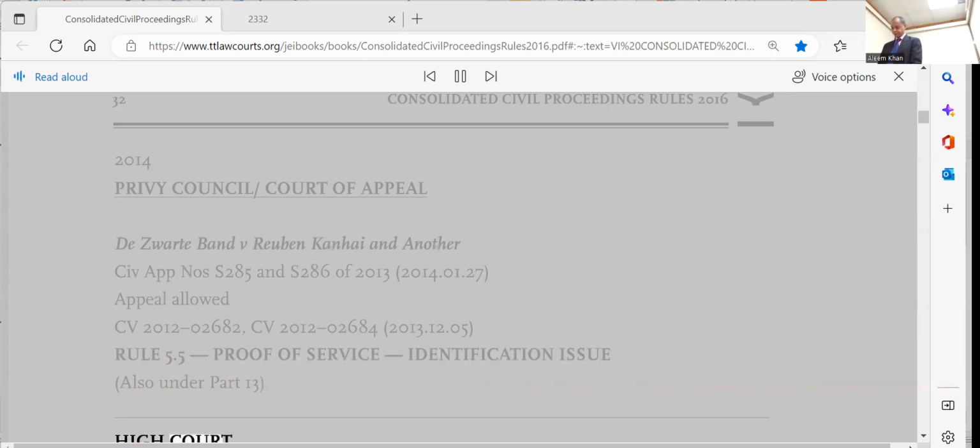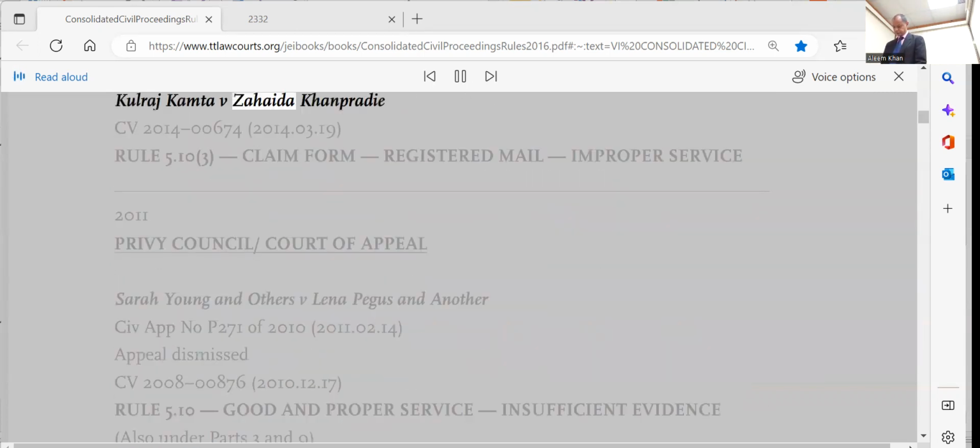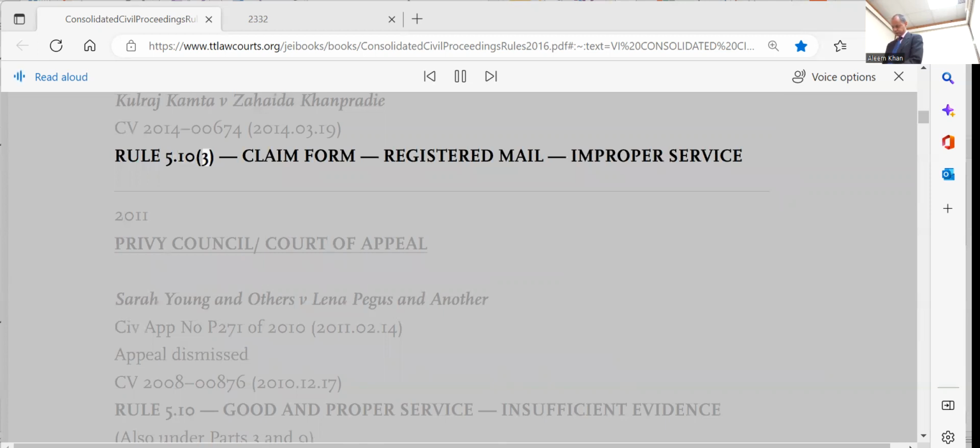High Court. Coleridge Camta v. Zahida Camperty, CV 2014-00674, March 19, 2014, Rule 5.10, 3, Claim Form, Registered Mail, Improper Service.